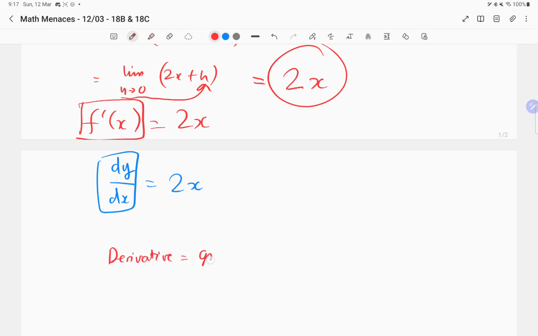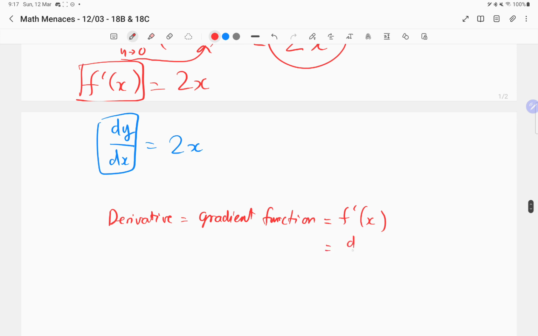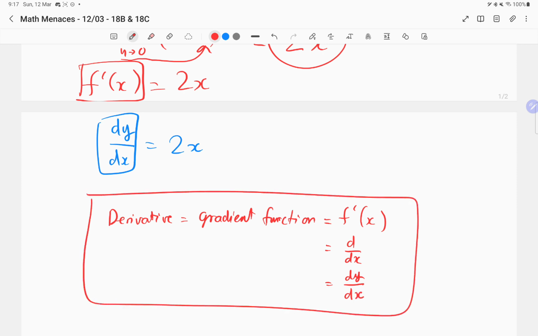Okay, so I'll write a quick note here, derivative. So this is the gradient function, right? It gives you the gradient function. And there are many names to it. They will either write it as f dash of x or d over dx or dy over dx. Okay, so over time you guys will learn which format is used where. Okay, any question? No? All right.